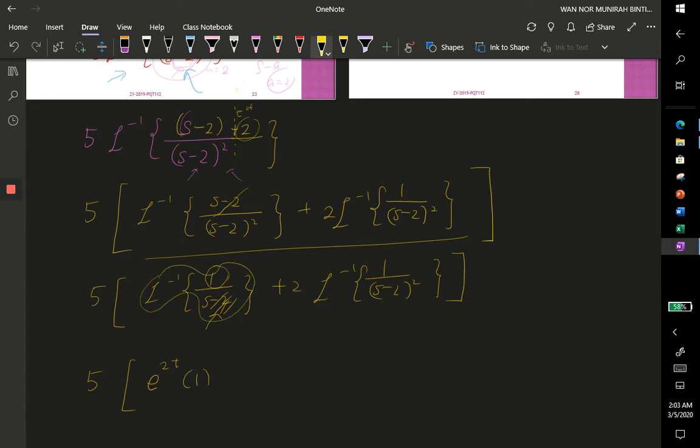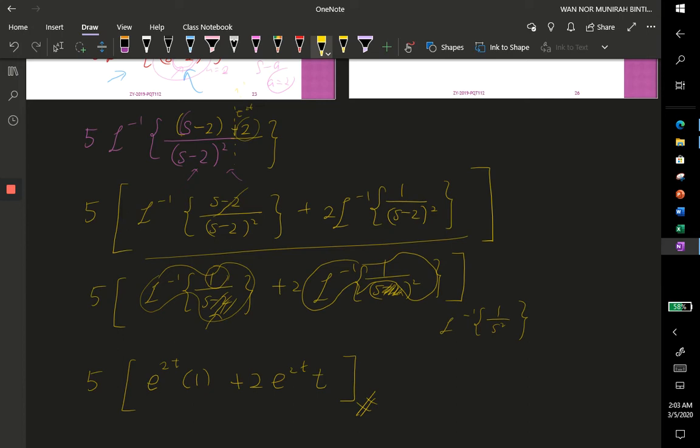is 1, refer to the table. Plus 2 is 2. I need to take out e^(at), so I erase this one. So I have e^(2t). The remainder is Laplace inverse of 1 over s squared, so this one is t. So this is our solution: 5e^(2t) plus 10te^(2t).